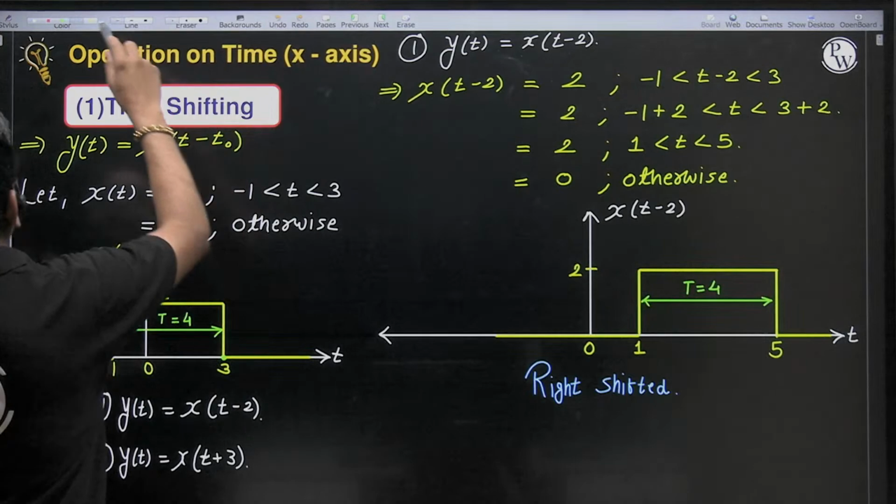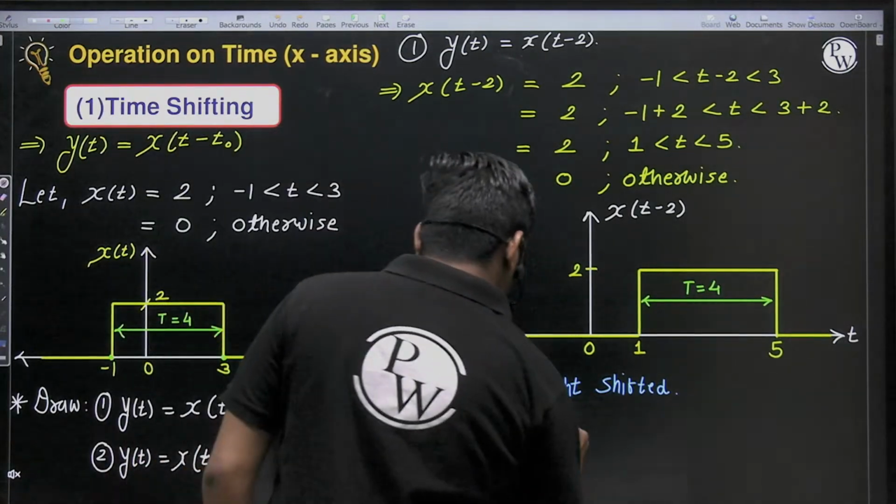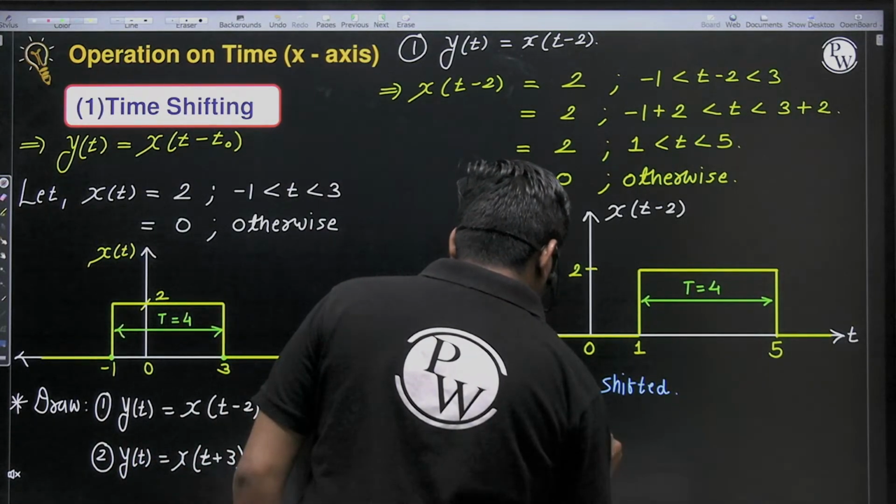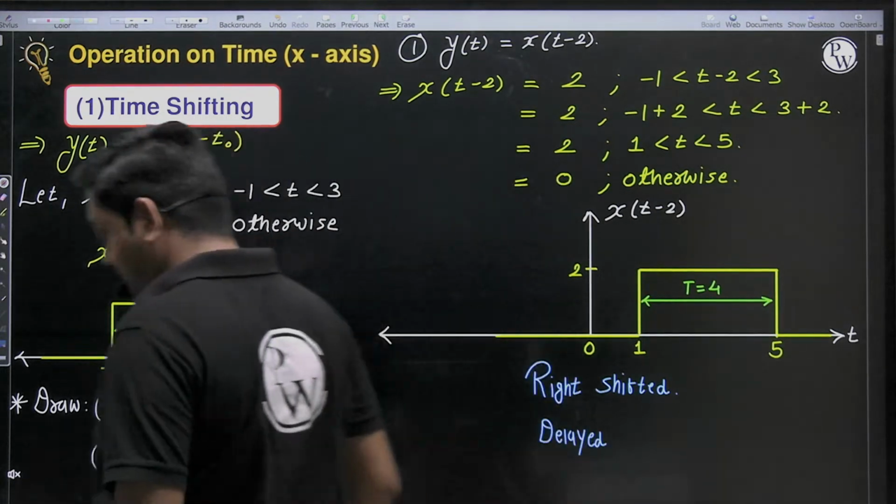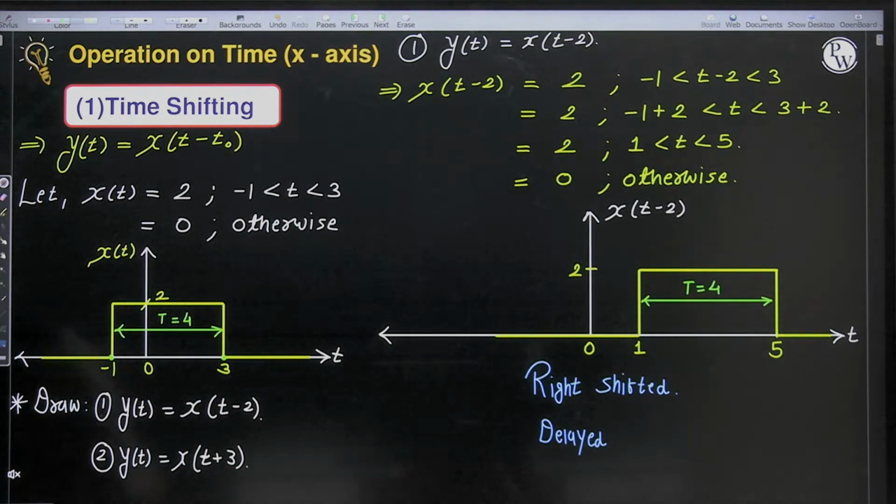So the right shifting operation is nothing but a delayed version, delay. Clear? Delayed. Fine? Okay.